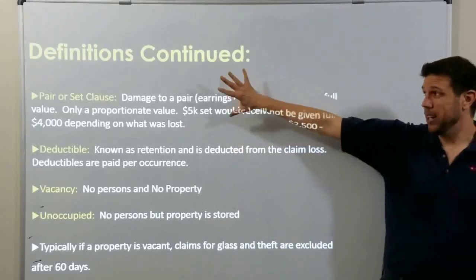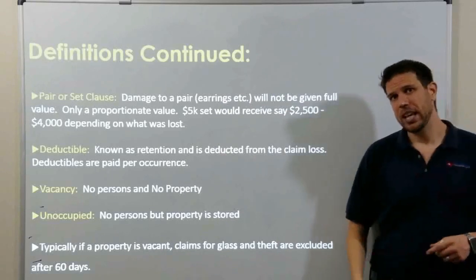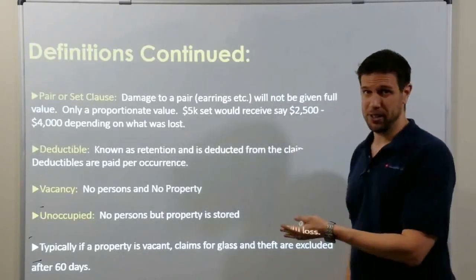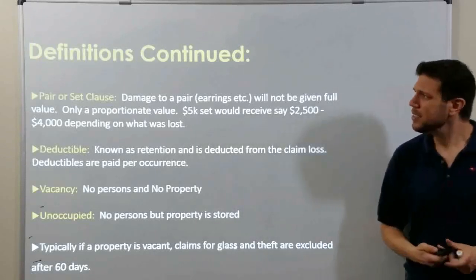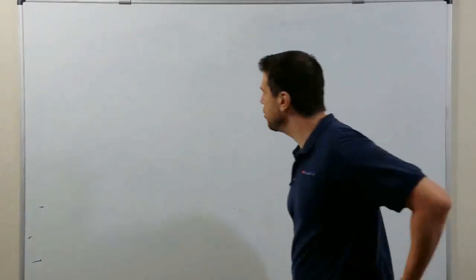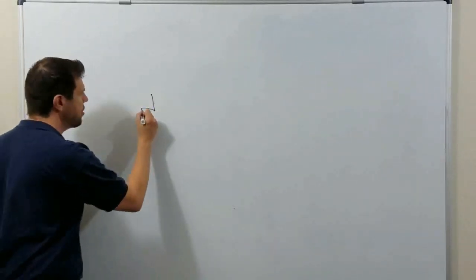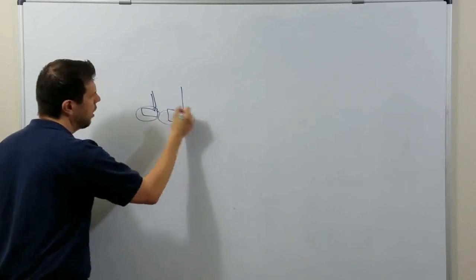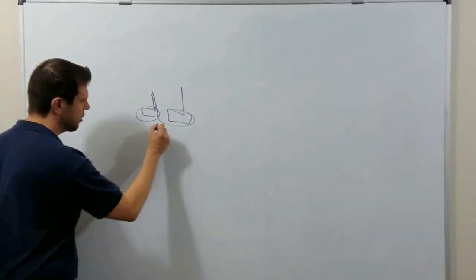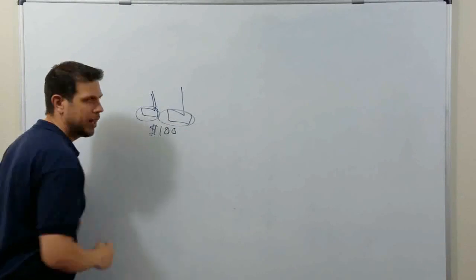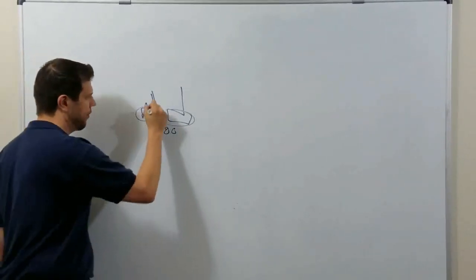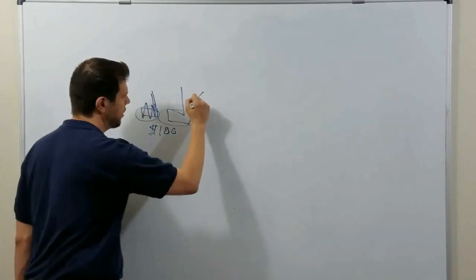Now let's talk about the pair or set clause. This one is a little different. So let's say you have two shoes, and your shoes together are worth $100. But one of the shoes burns up in a fire. So you have one shoe left.